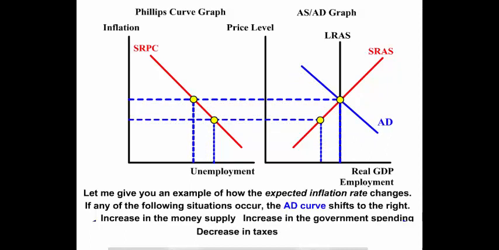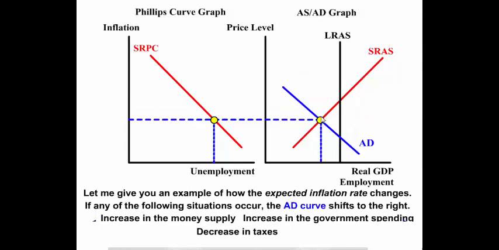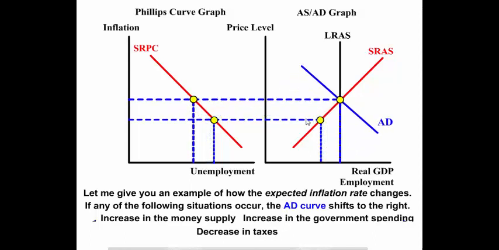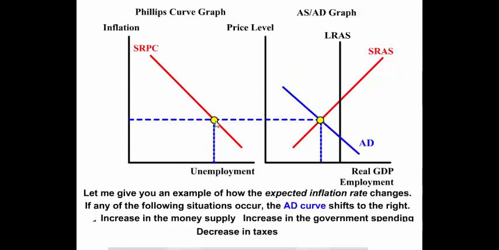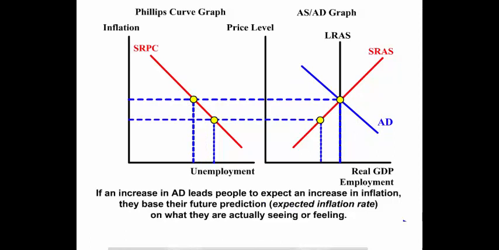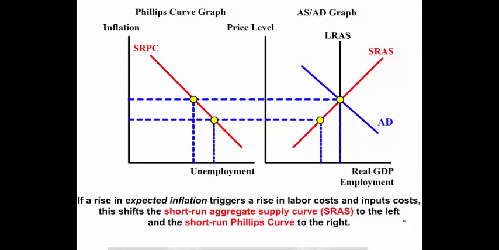As aggregate demand shifts to the right, you go along the short-run aggregate supply curve, increasing employment and increasing the price level. So looking at the Phillips curve, that means there's a decrease in unemployment and an increase in inflation. If an increase in aggregate demand leads people to expect an increase in inflation, they base their future predictions, expected inflation rate, on what they are actually seeing or feeling.